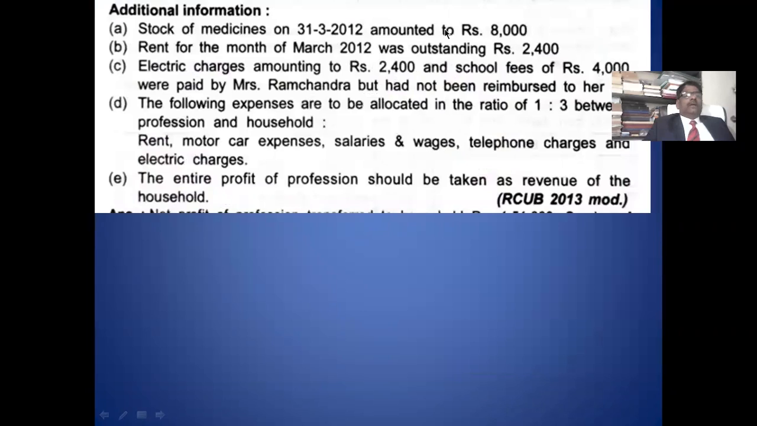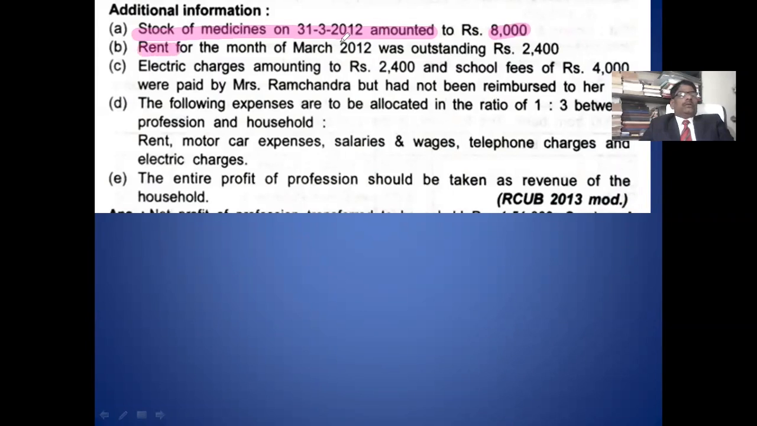The first adjustment is stock of medicine. Stock of medicine is the closing stock. 8,000 is the closing stock of medicine. This may be considered as closing stock and taken on the credit side of the P&L account, or you may deduct it in the purchase of medicine, that is, in the medicine cost. Both are allowable.